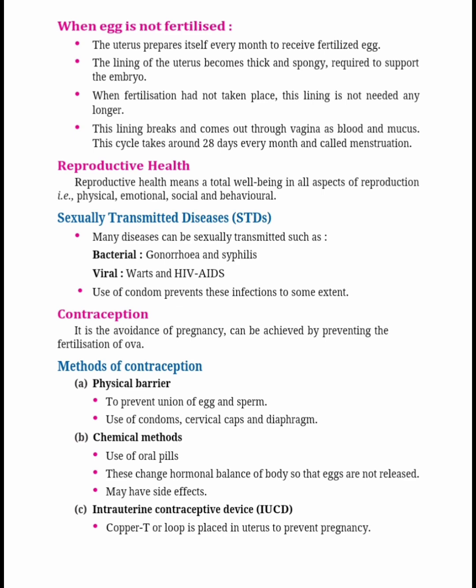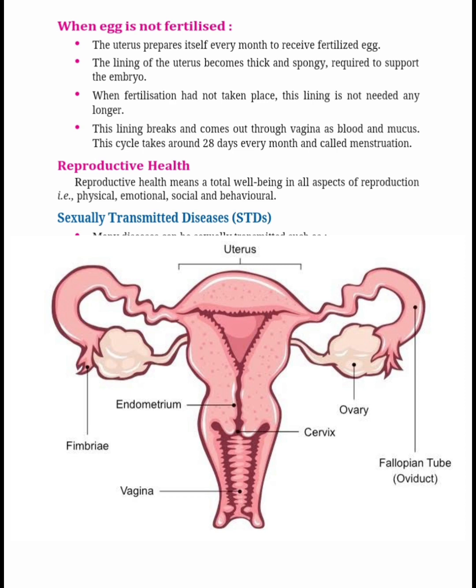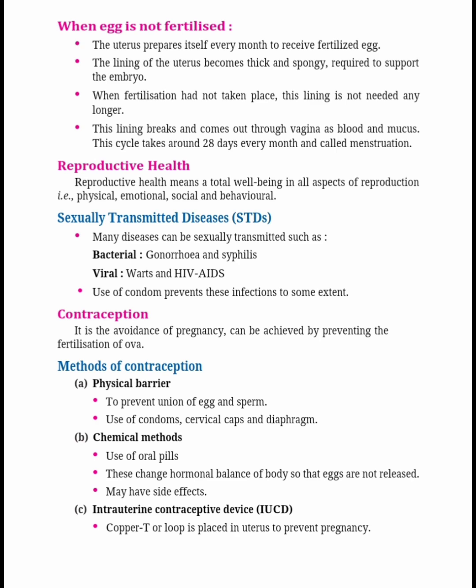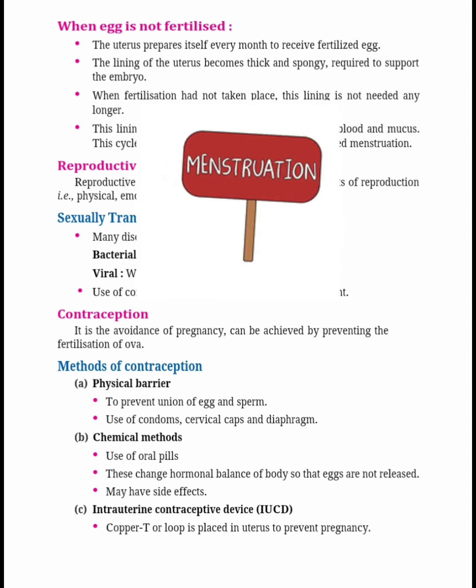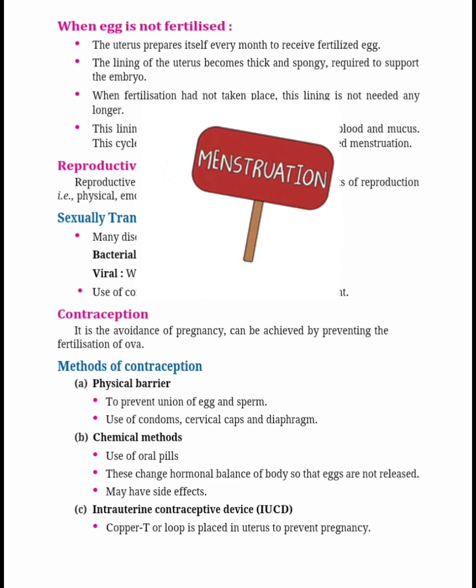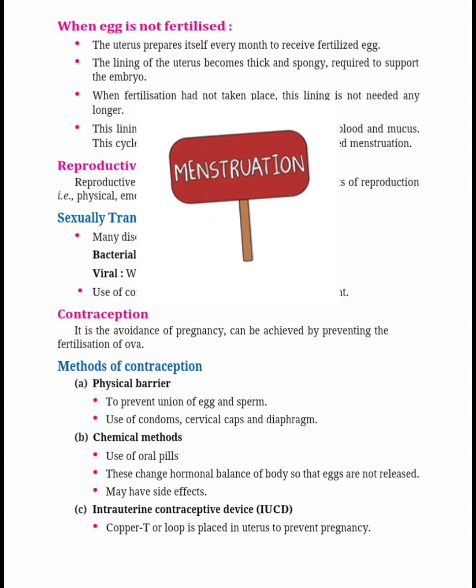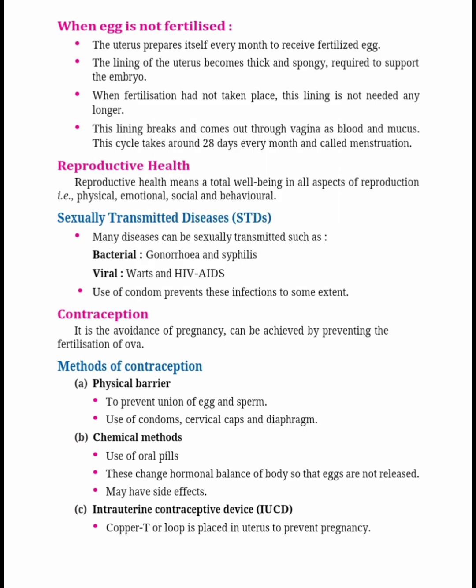If the egg is not fertilized, what happens? The uterus prepares itself every month to receive fertilized egg. How does it prepare? The lining of the uterus becomes thick and spongy, required to support the embryo. But when fertilization has not taken place, this lining is not needed any longer. This lining breaks and comes out through the vagina as blood and mucus. This cycle takes 28 days every month and it is called menstruation. It happens during the puberty stage.